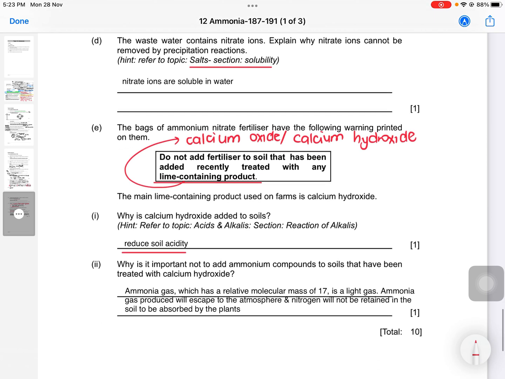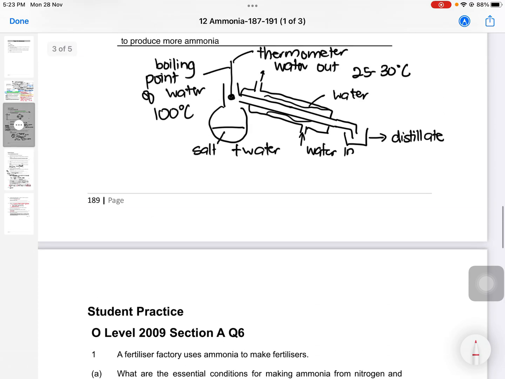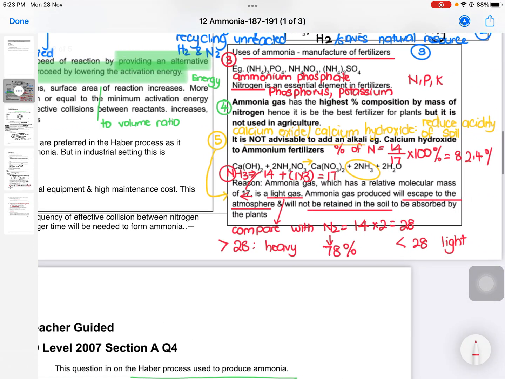Why can't you add ammonium compounds to soil that has been treated with calcium hydroxide? You actually produce ammonia gas. I make reference to this here. So this is calcium hydroxide reacting with ammonium nitrate. So the reason is here. Ammonia gas, which has a relative molecular mass of 17, is light. So it will escape into the atmosphere and will not be retained in the soil to be absorbed by the plants.